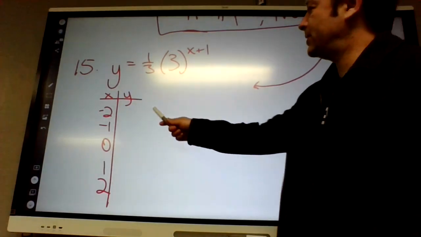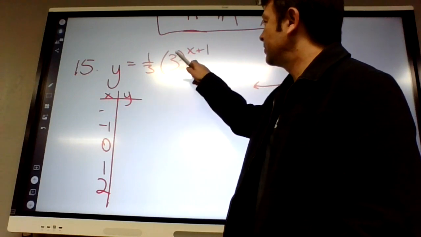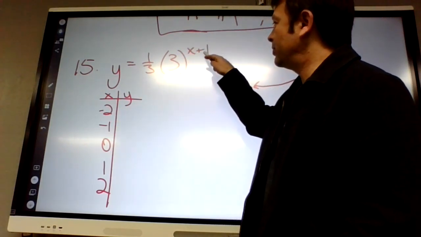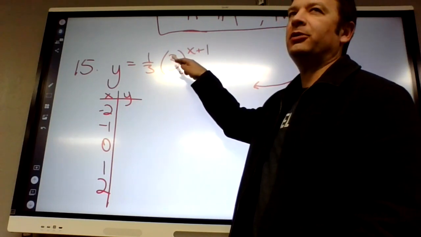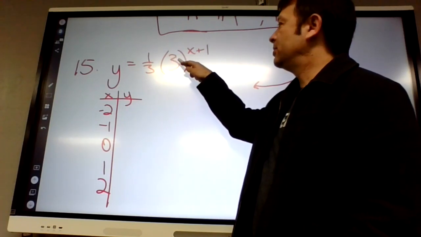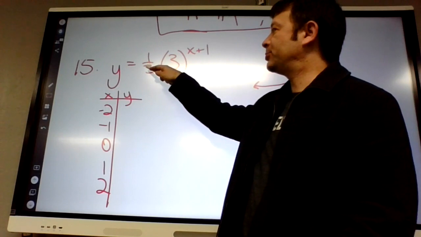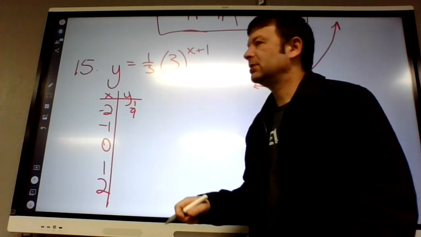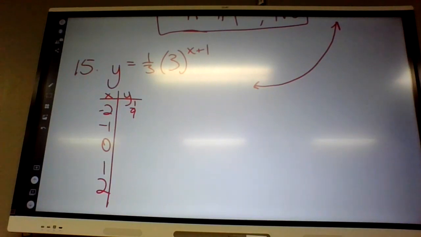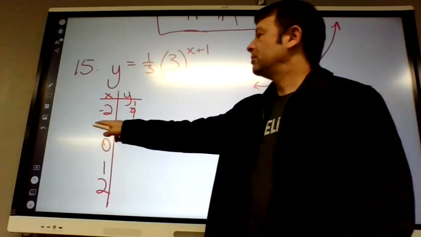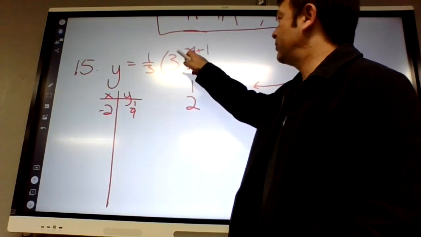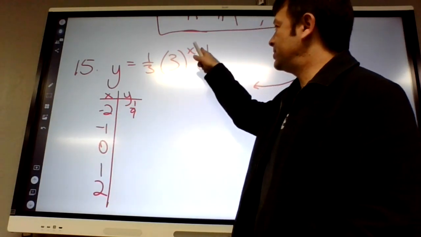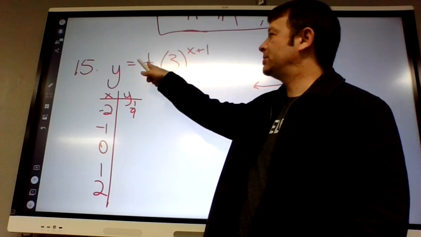If I plug in -2, right there, -2 plus 1 is -1. 3 to the -1, 1/3. 1/3 times 1/3, 1/9. If I plug in -1, right here, -1 plus 1 is 0. 3 to the 0, 1 times 1/3.